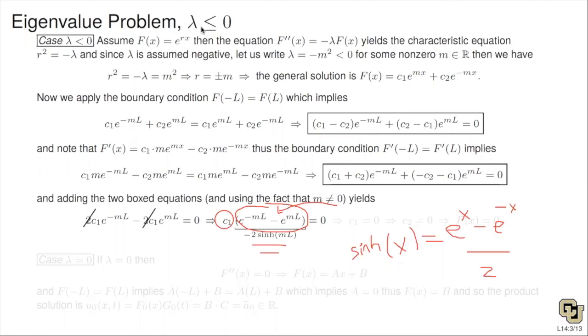So why did I bring sinh into it? Because if you look at the graph of sinh, the hyperbolic sine is 0 at only 1 point. So the graph of sinh kind of looks something like this.